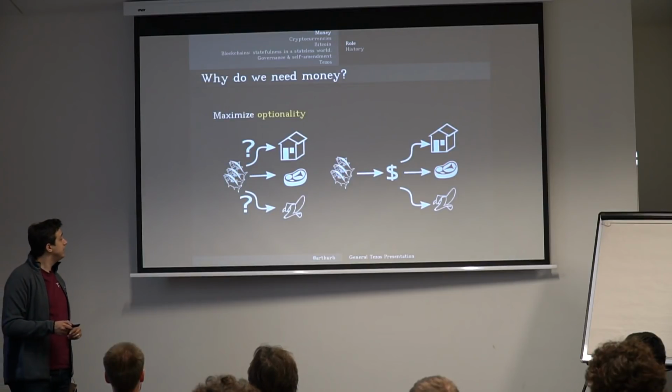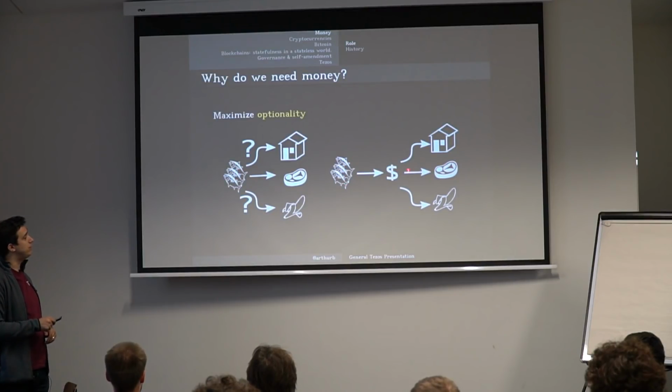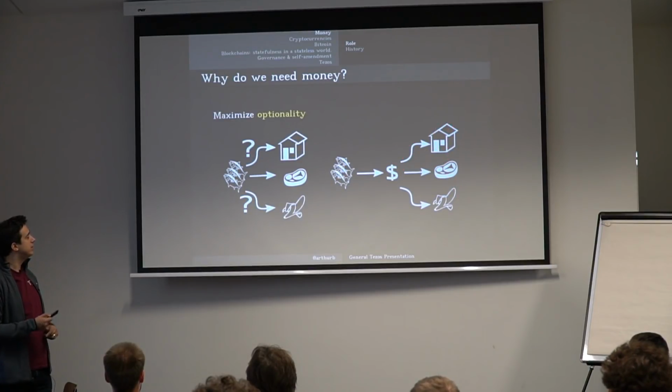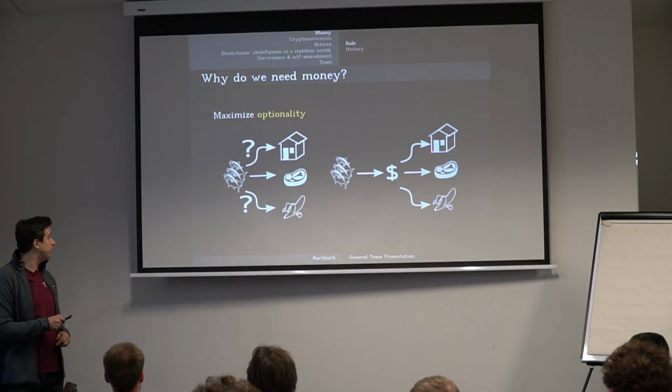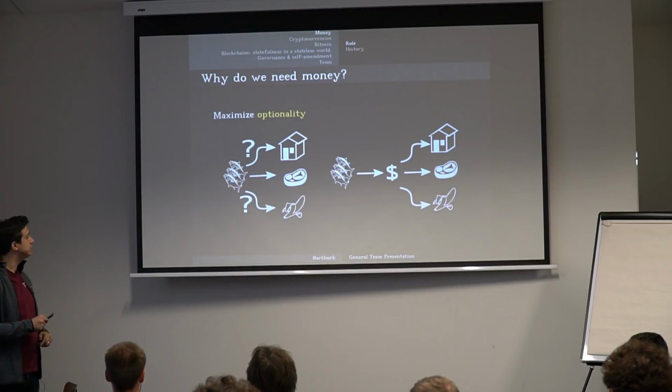And so the trick is I will exchange my fish for money, and then I will be able to exchange my money for a house, or for a steak, or for a banana. Now you might say, why not just exchange my fish for a house, and then I can always exchange a house for a steak or for a banana at a later point if I change my mind.